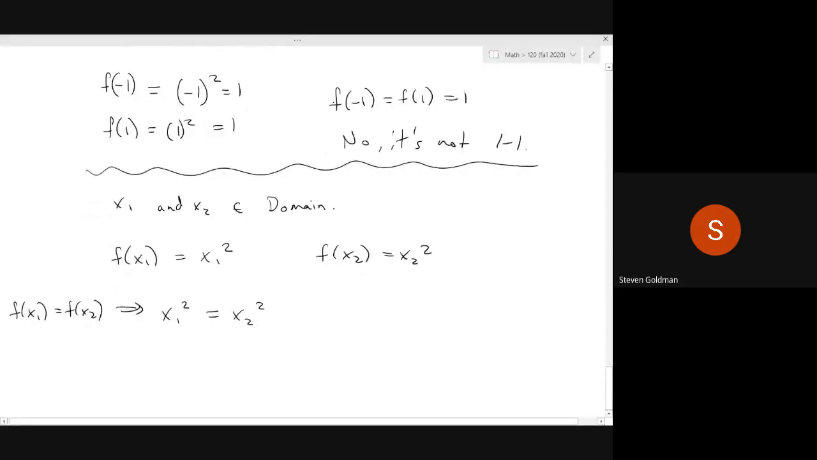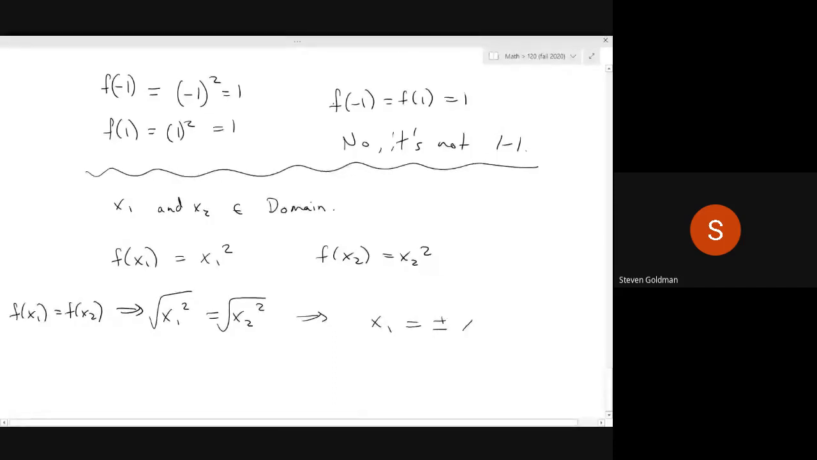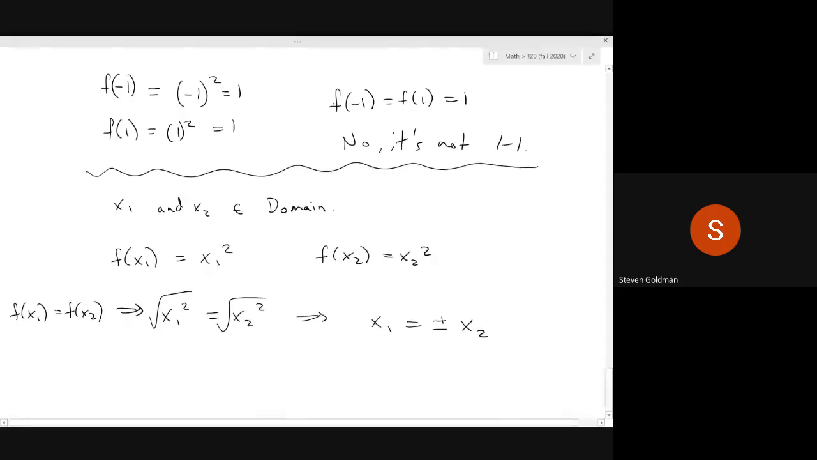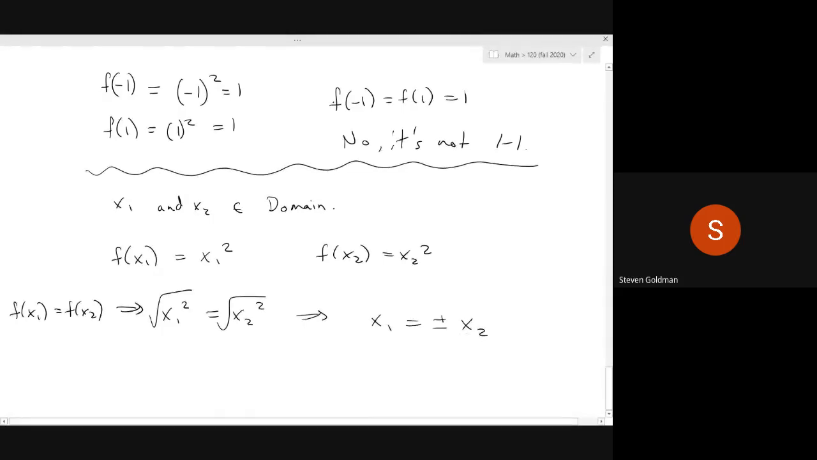All right. And now let's see if I can solve this thing. So let's get rid of the squares. If I take the square root of both sides, anytime I take the square root of something squared, it's always positive or negative, right? So that means that x1 is plus or minus x2. So that again tells me that there are two different numbers that I can plug in, either the positive x2 or negative x2, and I'll get the same y value.